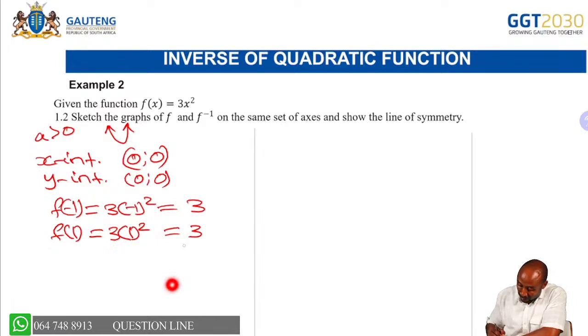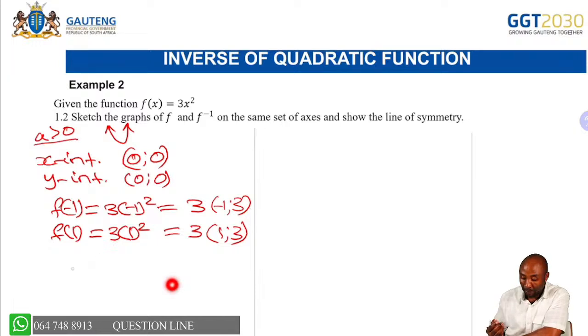So it means we are having our graph as having the coordinates. Somewhere we have negative 1 and 3. We also have 1 and 3. We are able to sketch. We have our turning point, which is also our x and y intercept, and we have the shape. Our graph is concave up.